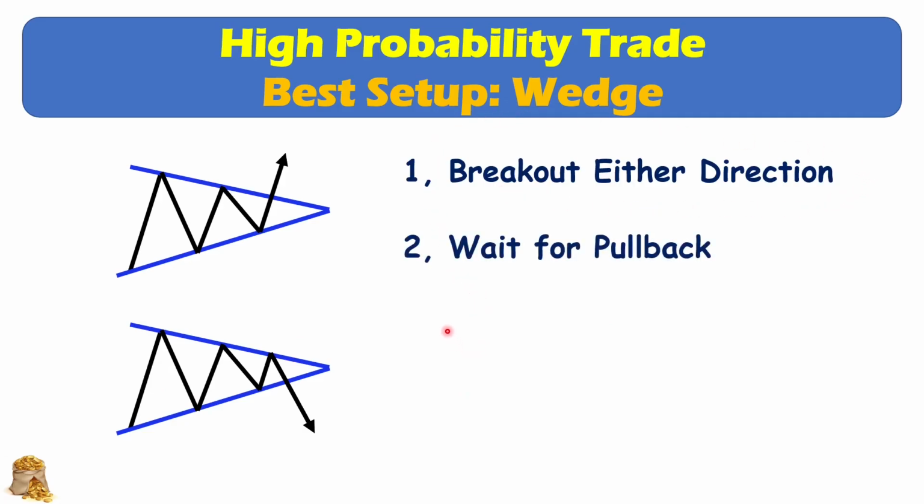Second, we need to wait for the pullback, like I previously mentioned. If you don't wait for the pullback, you may have very bad timing in entering the trade, so you won't get the maximum profit. The third is, a lot of times it will have a third leg down, so it's a swing trading opportunity. Keep part of your position for a swing until the end of the trend to make more profit.